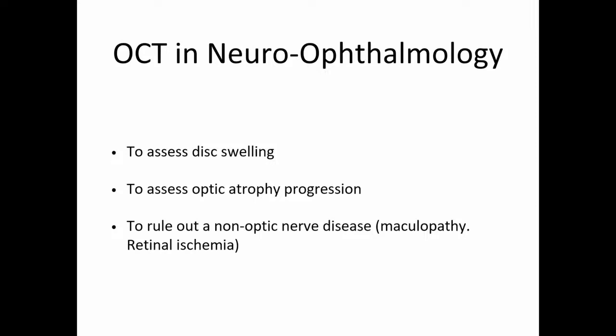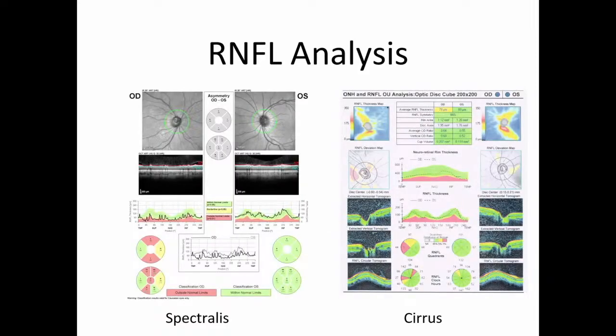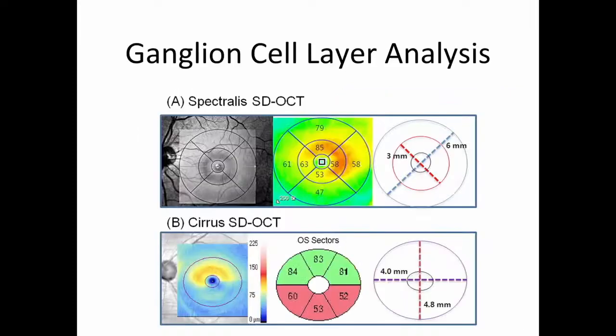And because we're neuro-ophthalmologists and we're not necessarily getting neuro-ophthalmic diseases, we might get other diseases such as retinal diseases and maculopathies. We use the OCT to differentiate these diseases from neuro-ophthalmic disorders. These are probably two of the most common machines, and the retinal fiber analysis that you would see: the Spectralis machine and the Cirrus machine. But more importantly now, there's a growing role for measuring the ganglion cell layer, specifically looking for optic neuropathies.